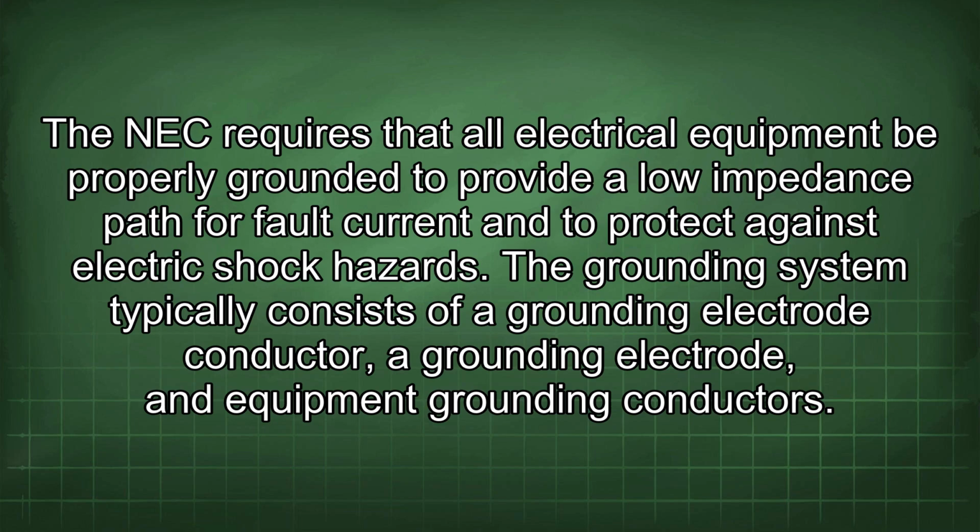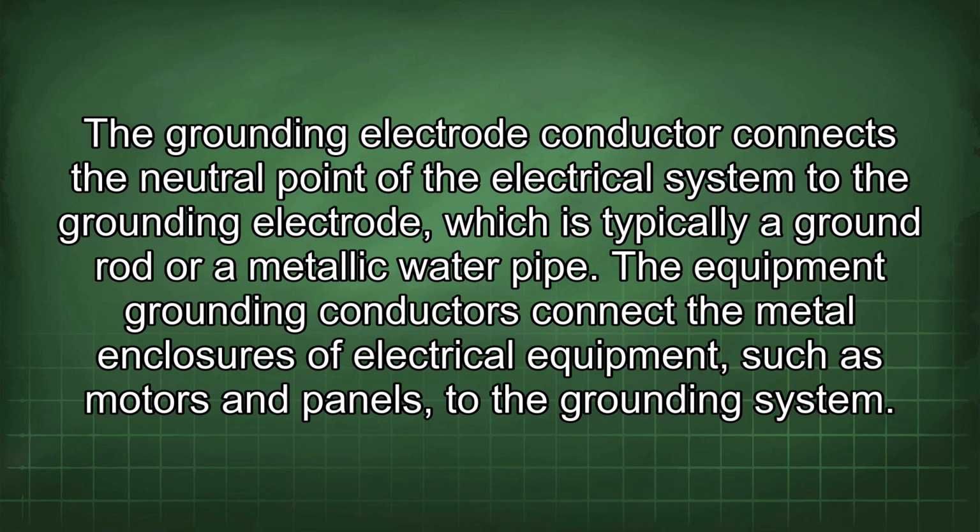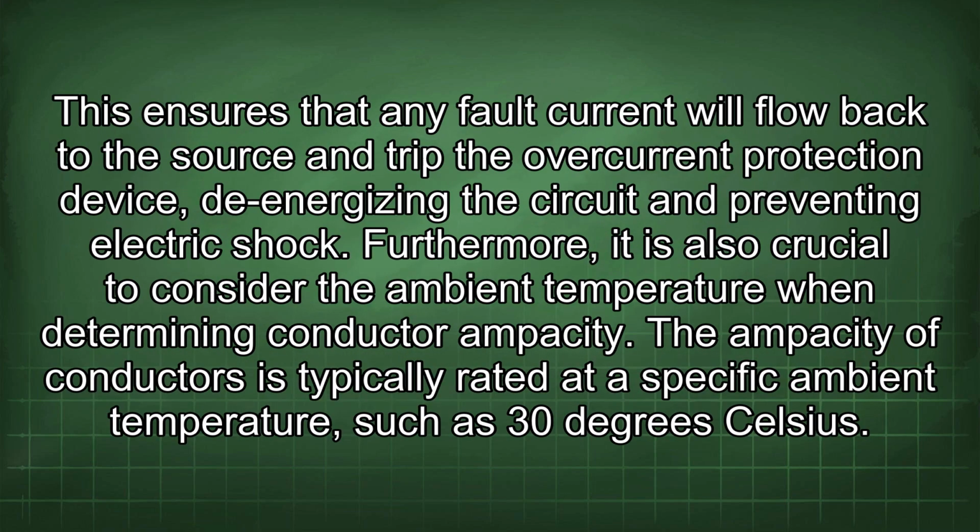The grounding system typically consists of a grounding electrode conductor, a grounding electrode, and equipment grounding conductors. The grounding electrode conductor connects the neutral point of the electrical system to the grounding electrode, which is typically a ground rod or a metallic water pipe. The equipment grounding conductors connect the metal enclosures of electrical equipment, such as motors and panels, to the grounding system. This ensures that any fault current will flow back to the source and trip the overcurrent protection device, de-energizing the circuit and preventing electric shock.